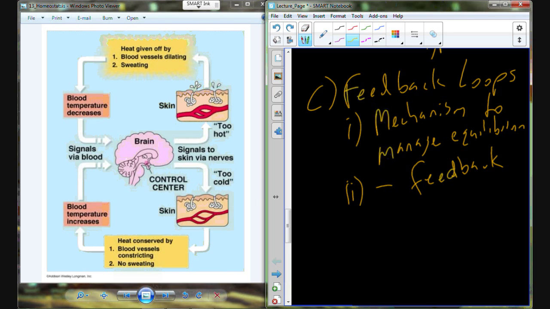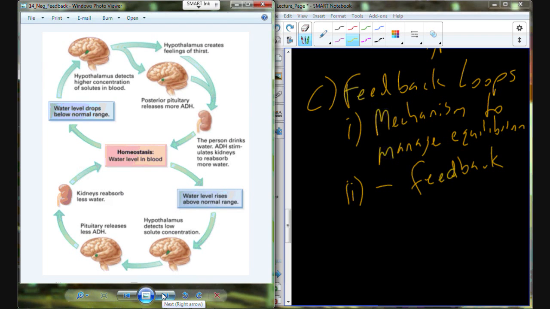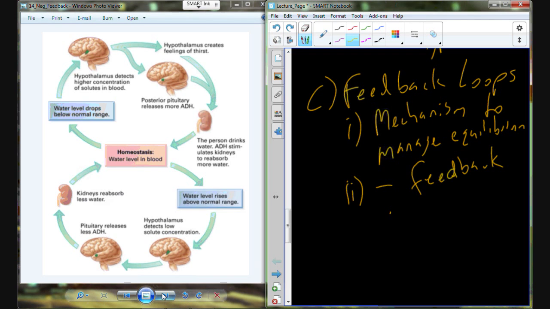So what does a negative feedback loop actually look like? Okay, so there you can see our loops. You can see a couple different tissues again, brain tissue and kidney tissue. And really what we are looking at here is homeostasis for water level in the blood. Now, a negative feedback loop is negative because it is going to counteract the environmental change.